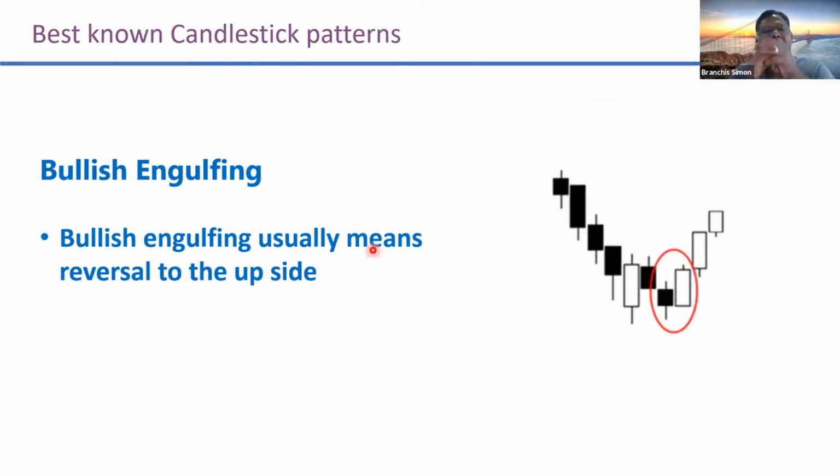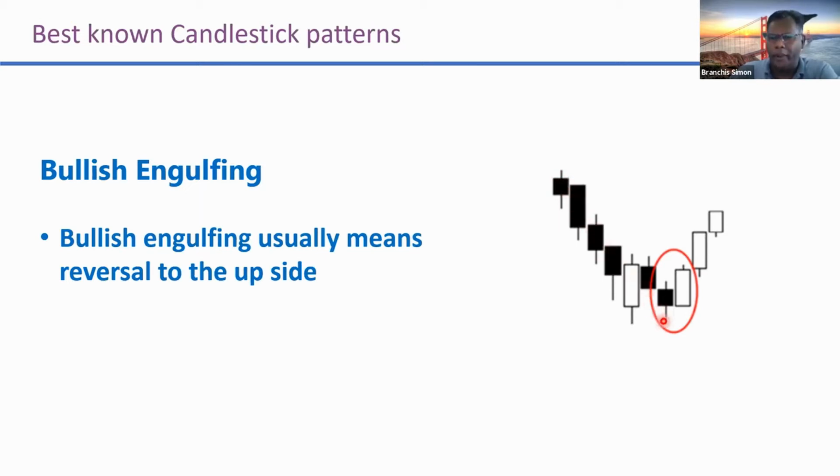Okay. Now, I'm going to share with you the best known candlestick patterns. What I mean is those very popular among traders. The first one we call bullish engulfing. Why do they call it bullish engulfing? If you look at the chart here, the market is going down, right?